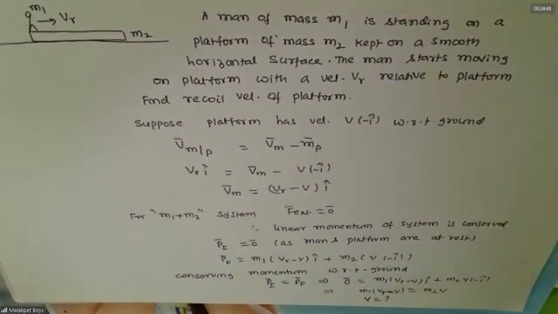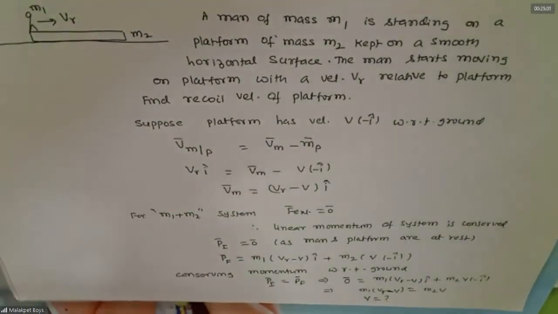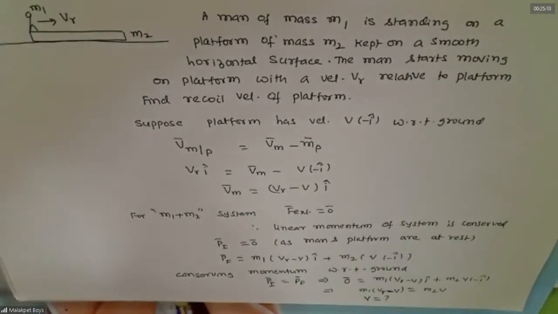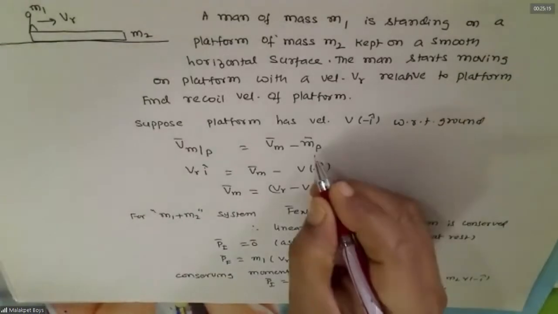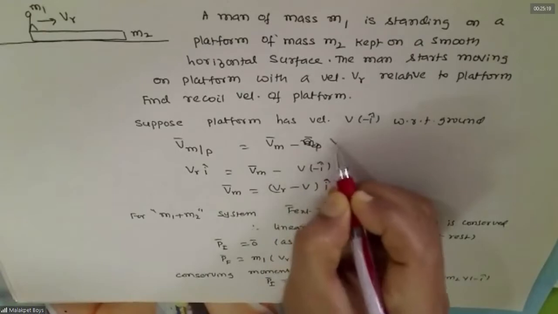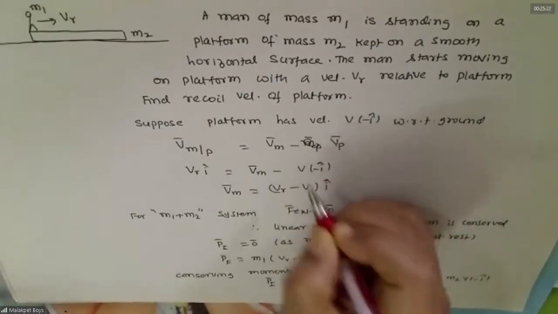So that is VM minus VP, right? In the first line, sir, VMP, velocity of man with respect to platform is equal to velocity of man minus velocity of platform. Not MP there, sir. Platform. It will be V, na, sir. Yes, sir, thank you, sir.